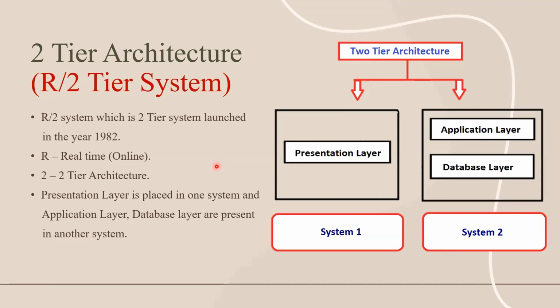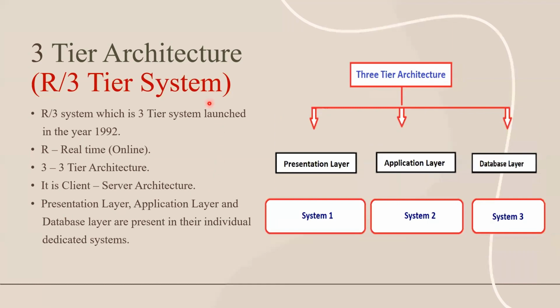So taking all this into consideration, SAP designed a beautiful architecture called three-tier architecture. It was launched after again 10 years, which is in 1992. It is a client-server architecture, and you will be learning more about client-server architecture in the next video. In this case, SAP has given dedicated space to each of the three layers so that they can settle in their individual systems. Presentation layer has settled in system 1, application layer in system 2, and database layer in system 3. They got individual systems.